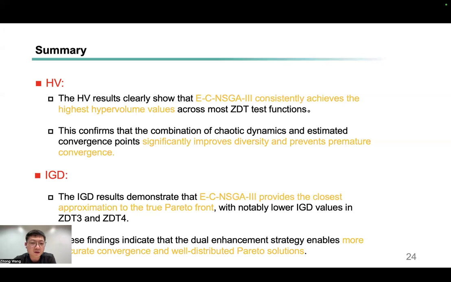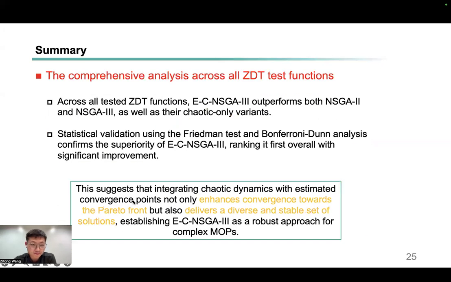About IGD, the IGD result demonstrates that ECNJ3 provides a close approximation to the true Pareto front, with notably lower IGD values in ZDT3 and ZDT4. This finding indicates that the dual enhancement strategy enables more accurate convergence and well-distributed Pareto solutions.